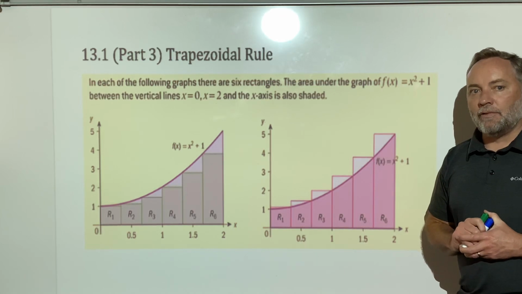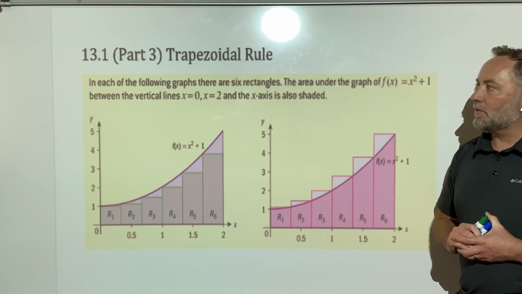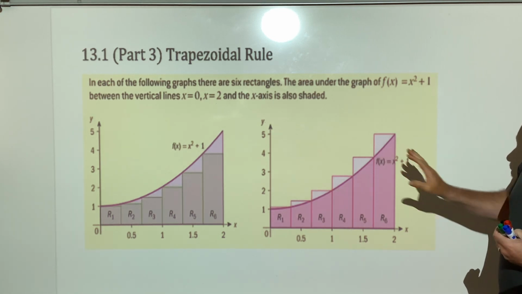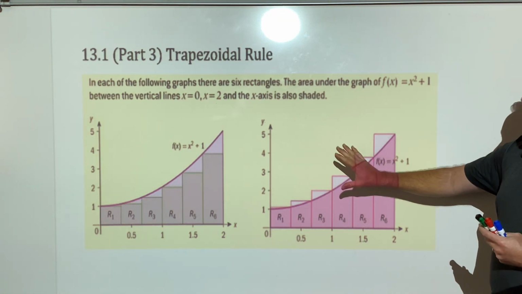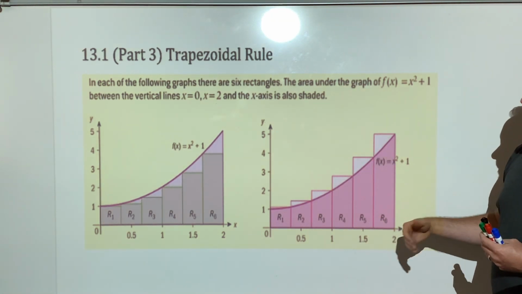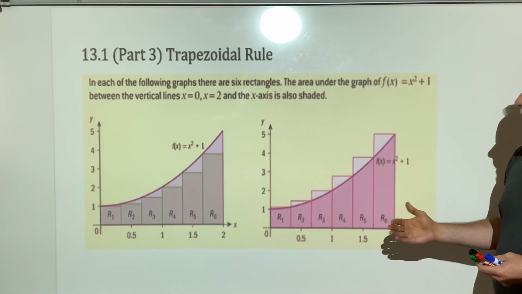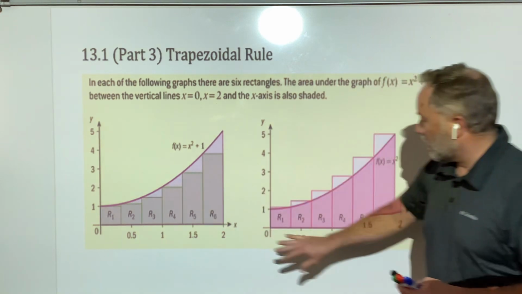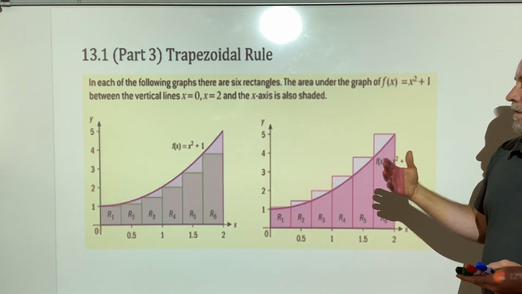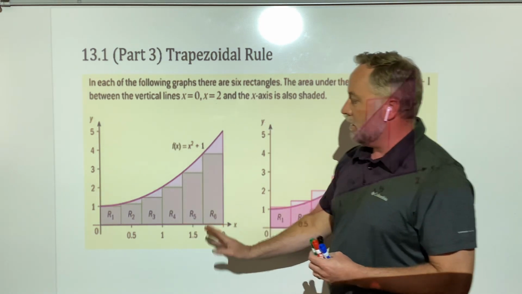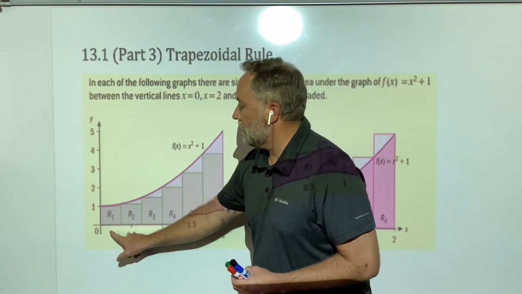This is part 3 from the first section of chapter 13 called the Trapezoidal Rule. So, earlier in the section, this diagram was there to explain the concept of approximating the area underneath a curve by using different rectangles.